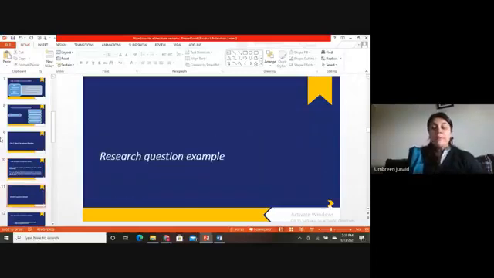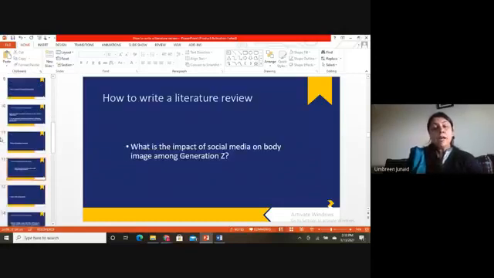Research question example. We are going to discuss a research question example. मैं वैसे तो साथ साथ आपको बता रही हूँ, इसमें एक और डिफरेंट एग्जांपल दी हुई थी तो उसमें मैंने सोचा कि आपके साथ ये भी डिस्कस कर लेते हैं. फॉर एग्जांपल आपका रिसर्च टॉपिक है: What is the impact of social media on body image among Generation Z. I have taken this example from some internet site that was a good site.